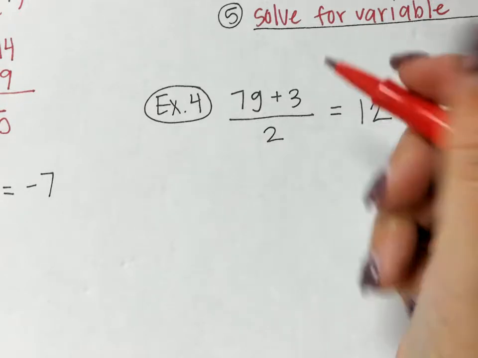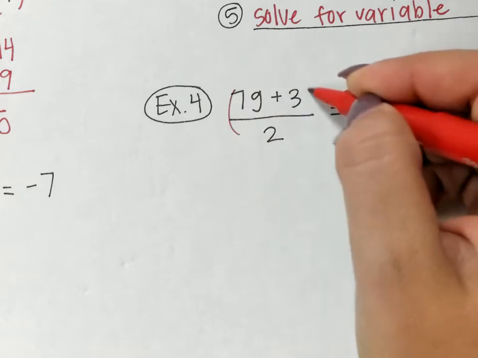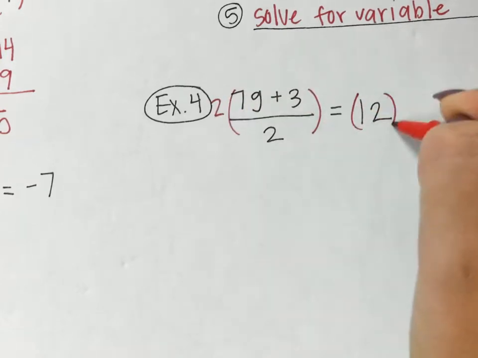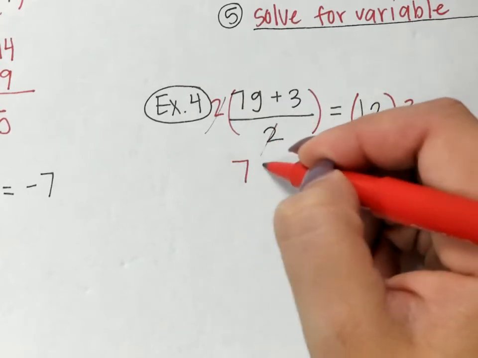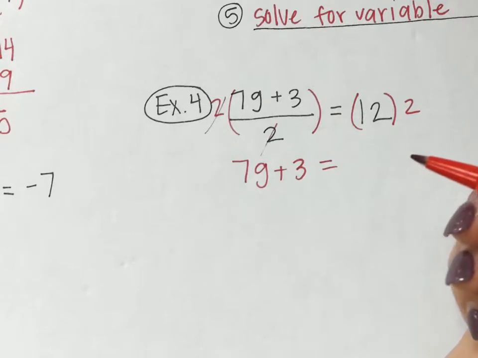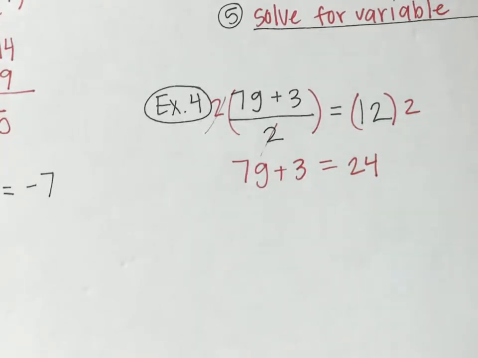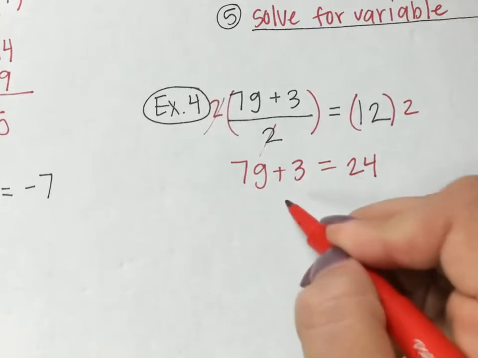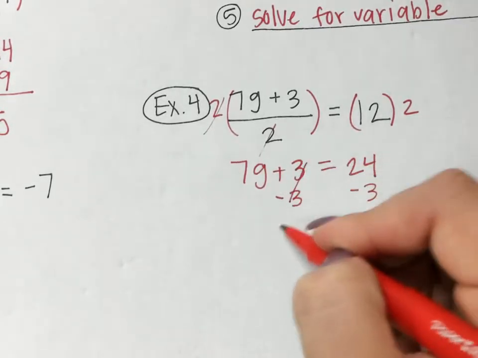12 times 2. Multiply both sides by 2. So then these 2's cancel, and it leaves me with 7g plus 3 equals what? 24. Don't forget to multiply. So now I have to undo that addition or subtraction. In this case, I'm undoing the addition. So that means I'm subtracting 3 from both sides.